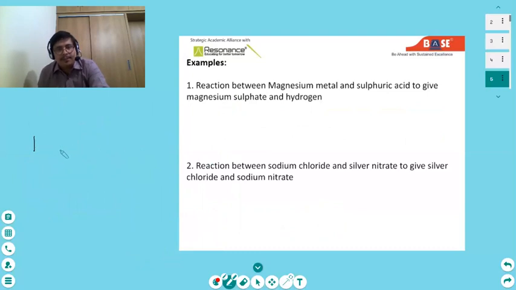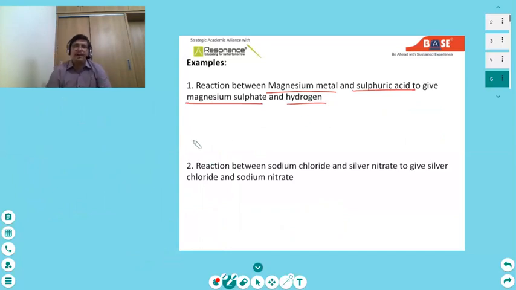So moving to the example, the reaction between magnesium metal and sulfuric acid to give magnesium sulfate and hydrogen. I will not write step by step. I will write the entire thing at once and then balance it. Pause it and you people write it first. Do it now.